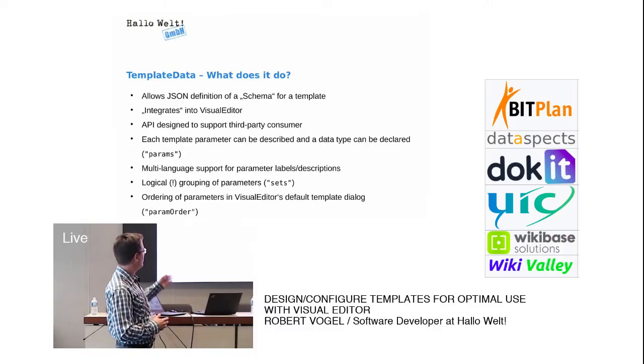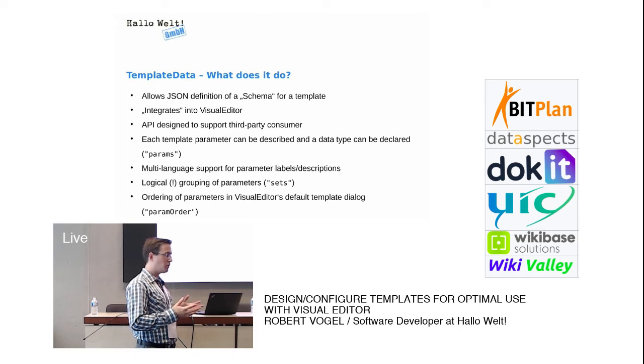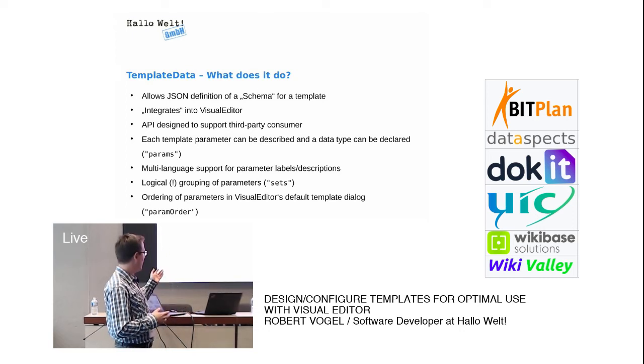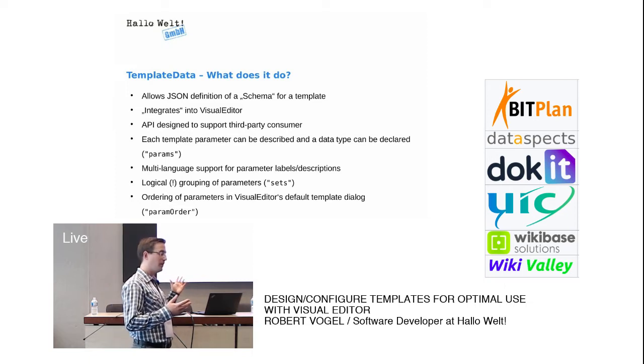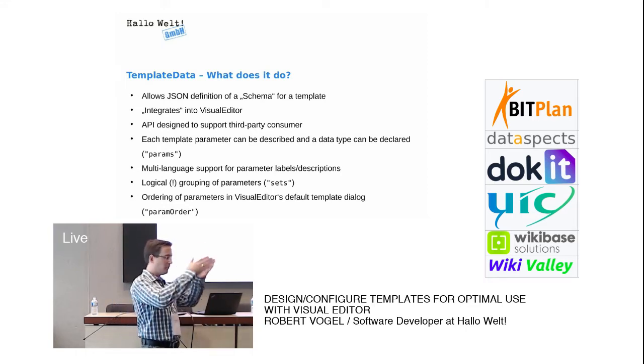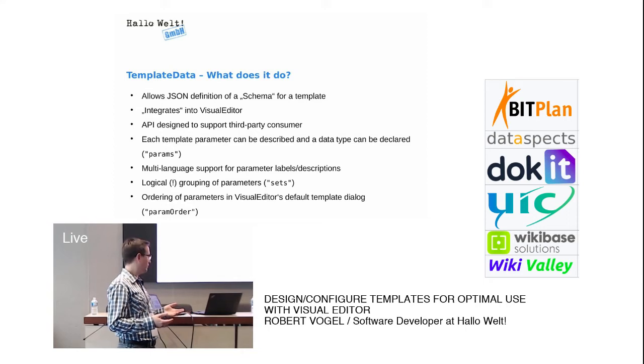And you can do a grouping of parameters. So yeah, if you've got multiple parameters that belong to a logical group, you can describe this, and you can give a parameter order. Actually, besides the label and the description, this is maybe the most important thing, because before template data, the parameters were just listed as they were defined in the template, which is from a user perspective a very bad way.